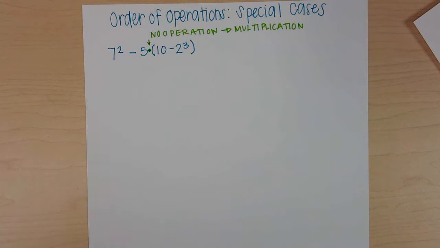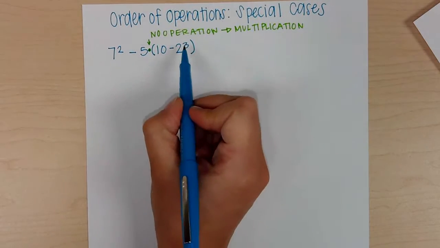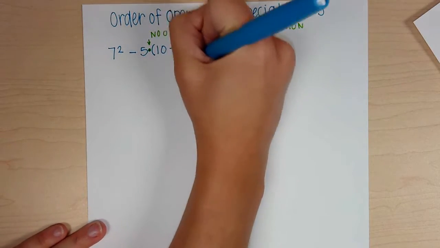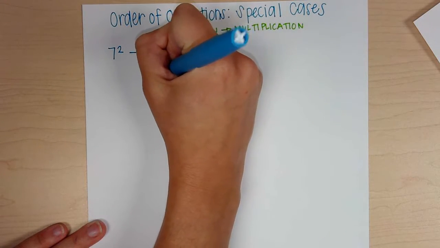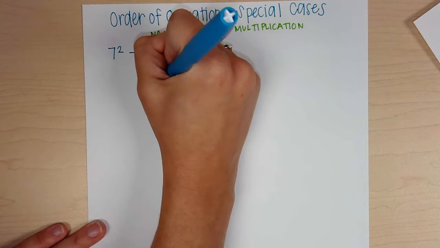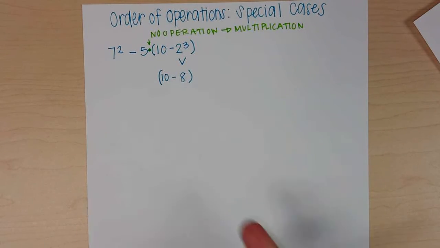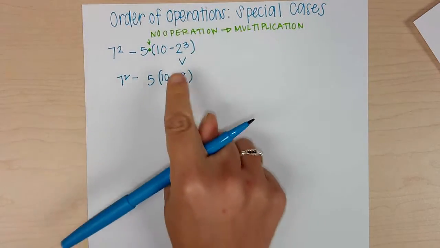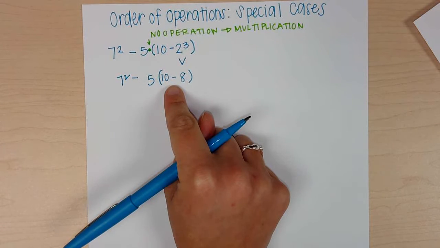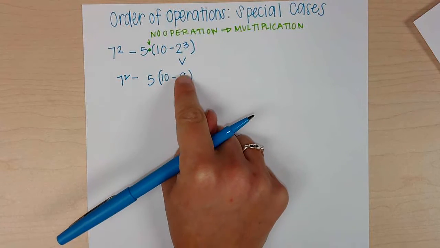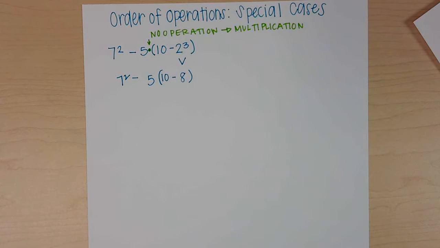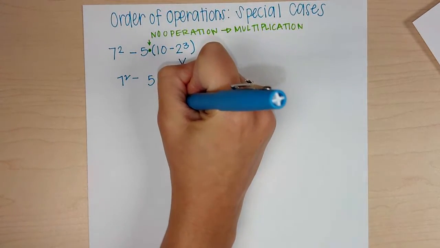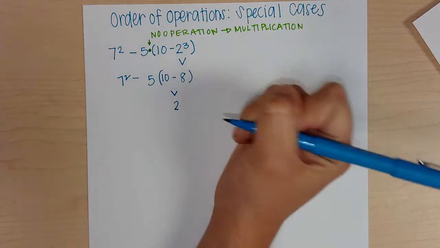We use our order of operations, so we start inside of our parentheses. We look in here and we've got an exponent. That exponent, 2 cubed, is 8. I drop down my 10. I bring my parentheses with me. I'm not done with them because I still have some evaluation to be done inside of those parentheses, which leads me to my next step, finishing out those parentheses. 10 minus 8 is 2.